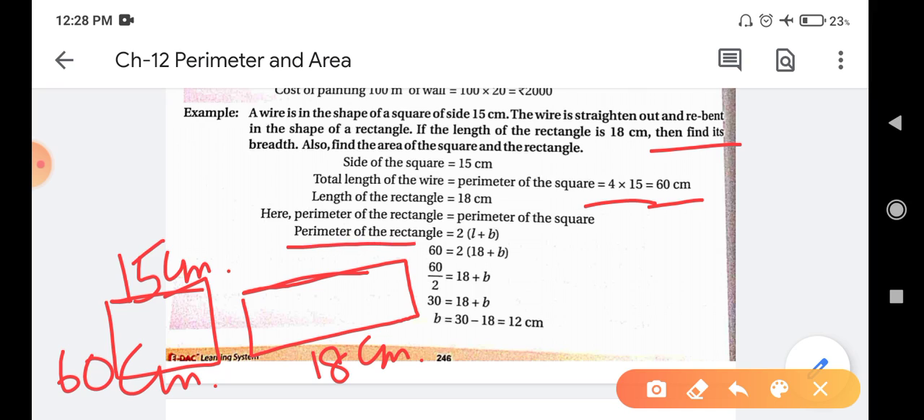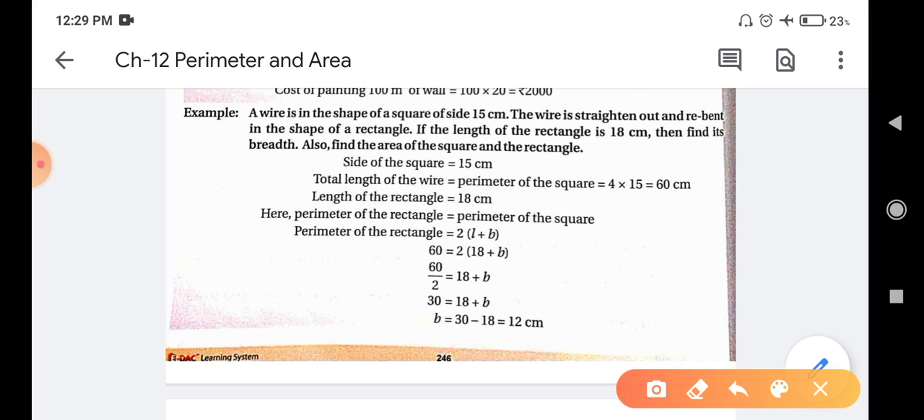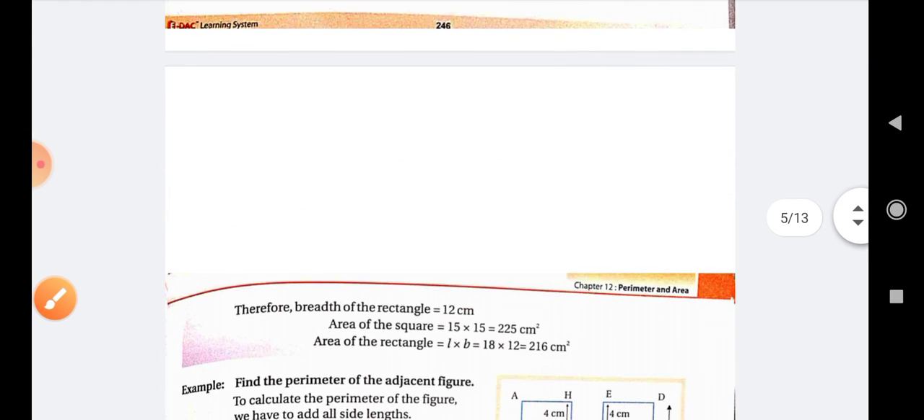The perimeter of a rectangle is equal to 2 into (length plus breadth). The perimeter of the rectangle is also 60 centimeter. So 60 centimeter is equal to 2 into (length 18 plus breadth, written as b). So 18 plus b. Now after transposing the numbers, you can easily calculate the value of b. So b is equal to 12 centimeter. In this way you can find the breadth.